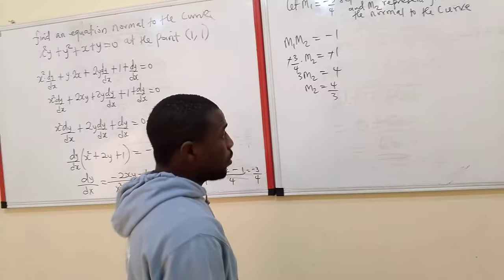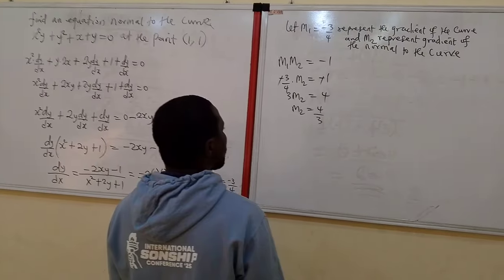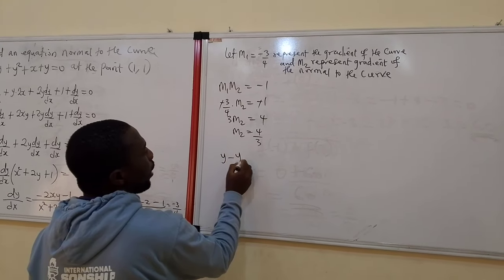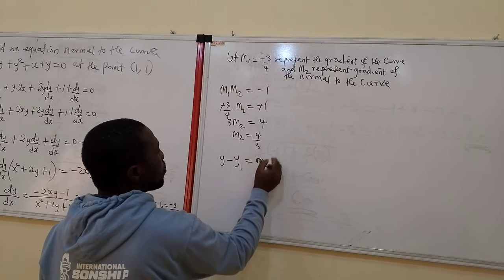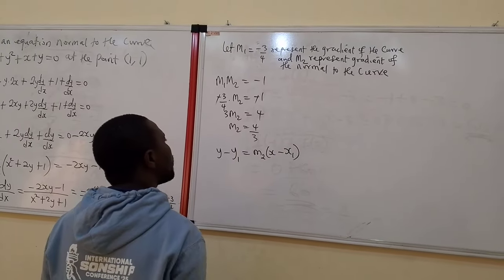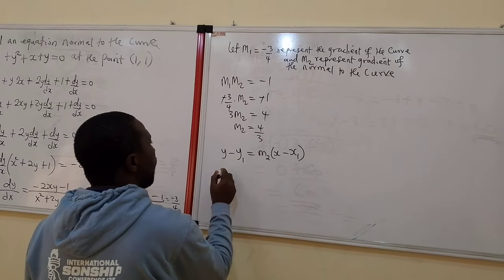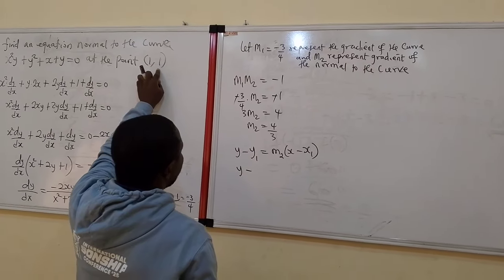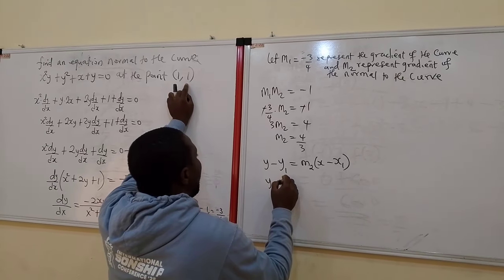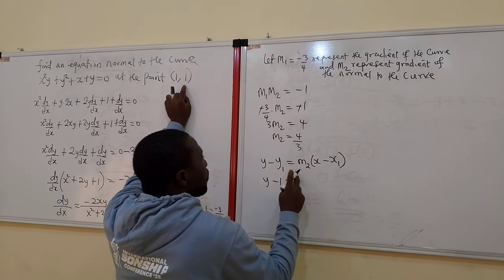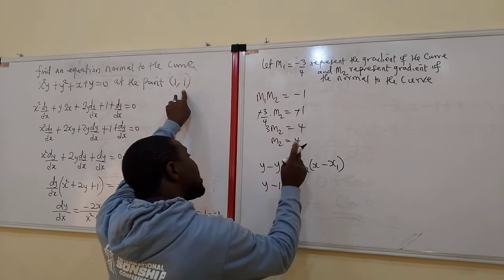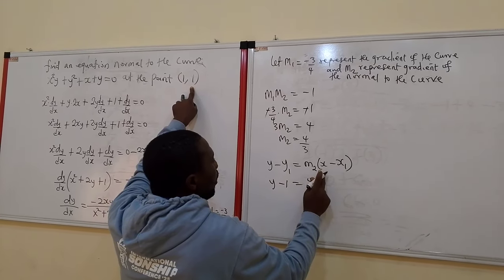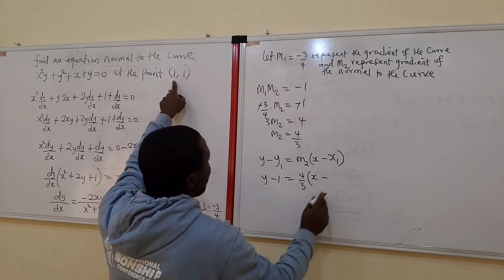For us to get the equation of the normal to the curve, this is what you do. You use y minus y1 is equal to m(x minus x1). This is x and this is y. y1 now is 1, equals m2. My m2 is the gradient of the normal, which is 4 over 3. Then x minus x1, my x1 is 1.